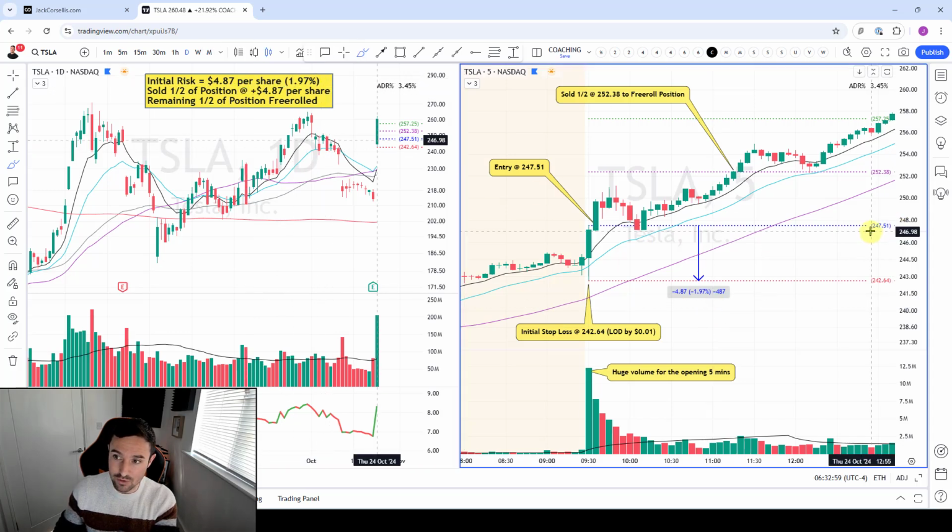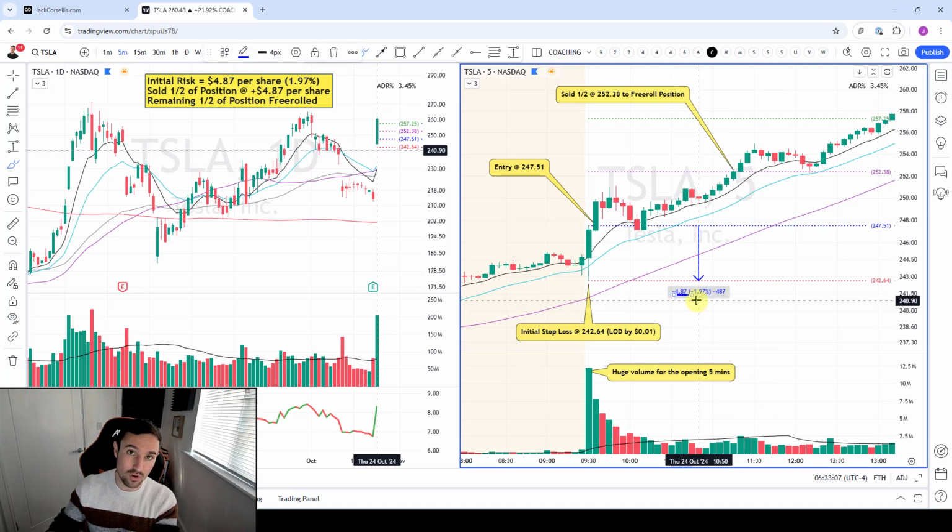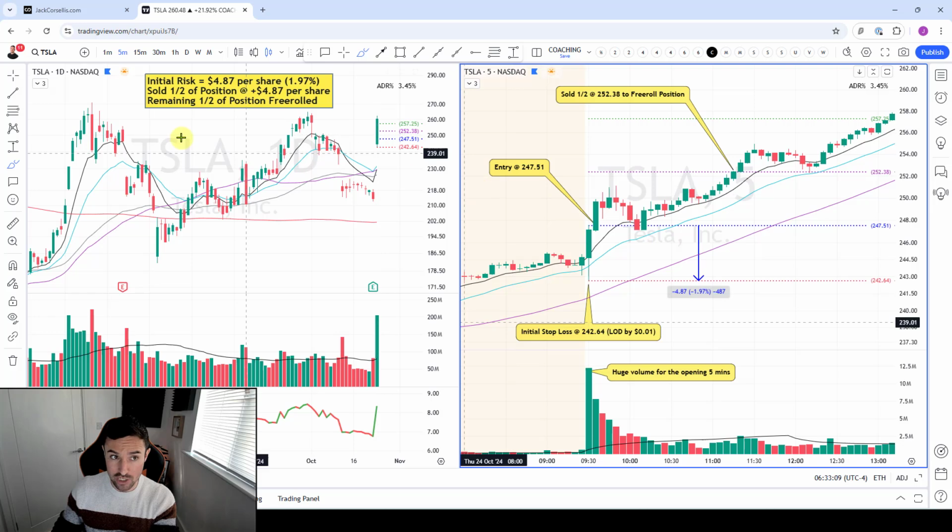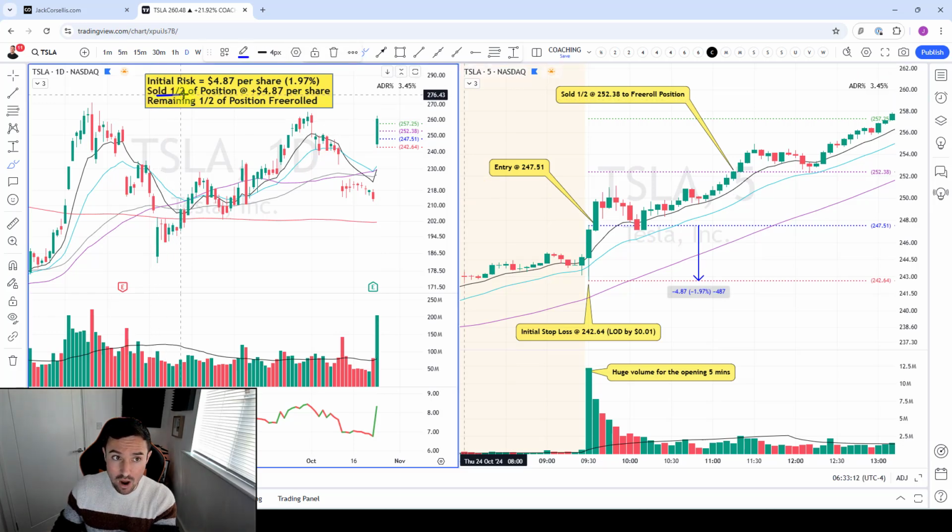Okay, so if you do 247.51 minus 242.64, you'll get to 4.87. So that's $4.87 of risk per share. Now what I did is I sold half of the position at a gain of $4.87 per share.